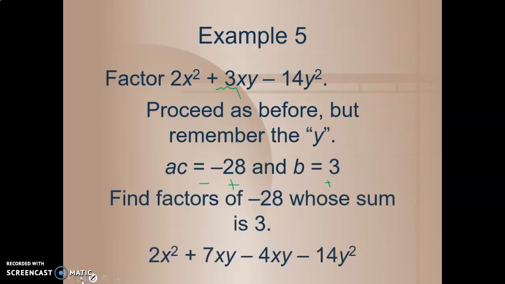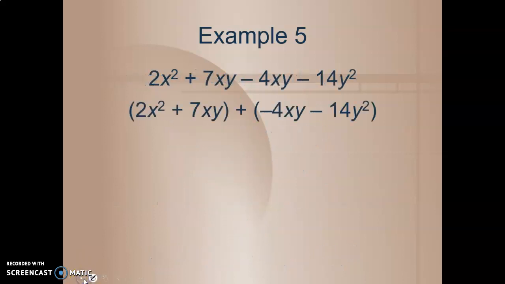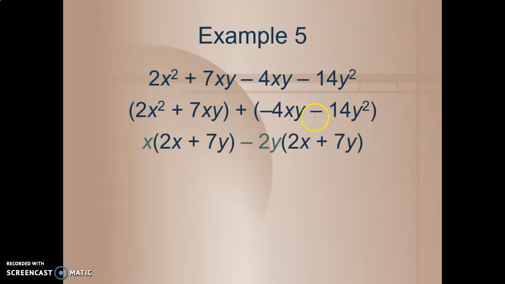We're going to split that then into 7xy and negative 4xy. 7 times negative 4 is negative 28, and 7 plus negative 4 is positive 3. We'll then go ahead and put parentheses around our groups and factor by grouping. The common factor in 2x squared plus 7xy is just x. And the common factor in our second grouping is negative 2y. We then put the two things that we have in parentheses here, they should be the same. That becomes one of our factors. And x minus 2y becomes our other factor.